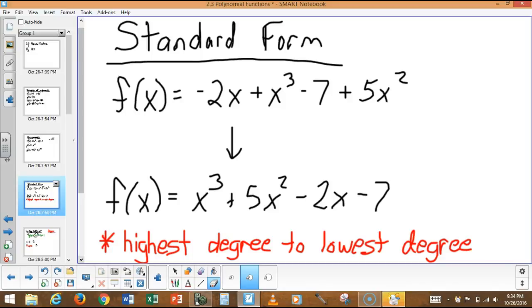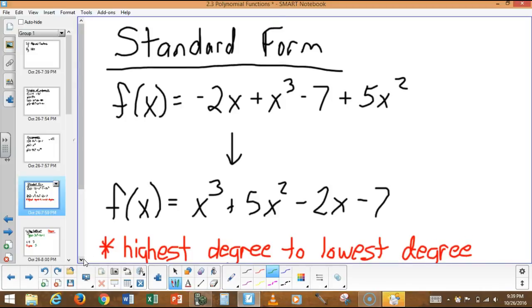So we're looking at the exponents. We have a 3 in our first term, then a 2, then 1, then 0. So we're going in descending order. That is standard form. We do not have to worry about what the coefficients are. We are only focused with the exponents.